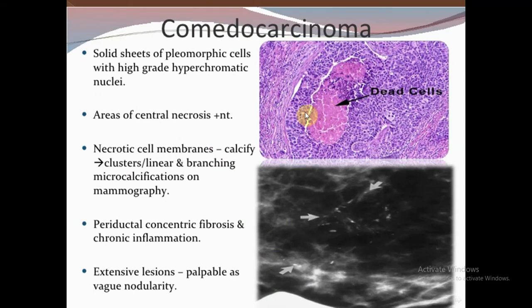Let's start with the comedocarcinoma. Here we have sheets of malignant pleomorphic cells. This is the duct. We have a proliferation of malignant mammary epithelial cells. Usually in comedocarcinoma, the cells show high-grade malignant features, and there is a central area of necrosis surrounded by malignant cells of high-grade features, with periductal fibrosis and inflammation. This is periductal fibrosis, and here the inflammation. So we have necrosis, high-grade malignant features of the mammary epithelial cells, periductal fibrosis, and inflammation.